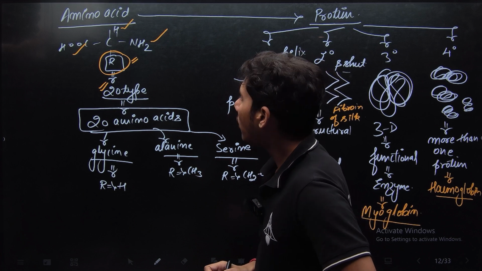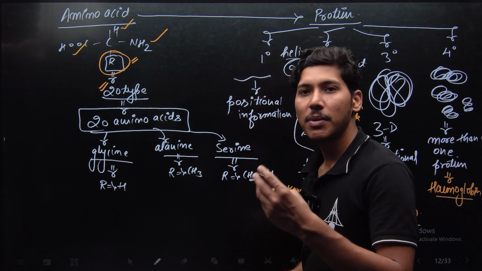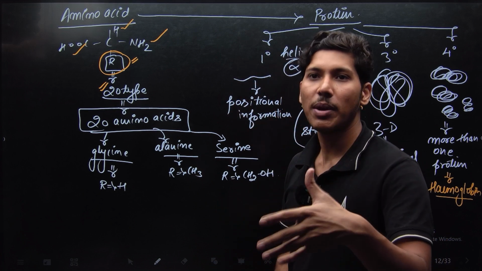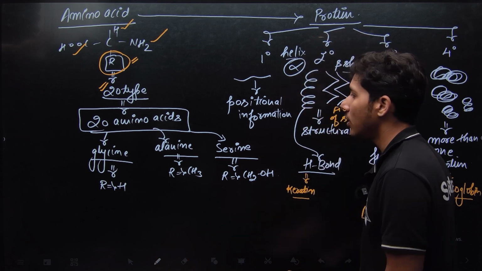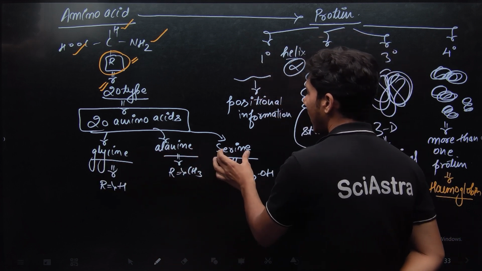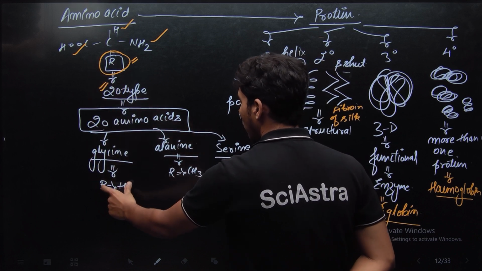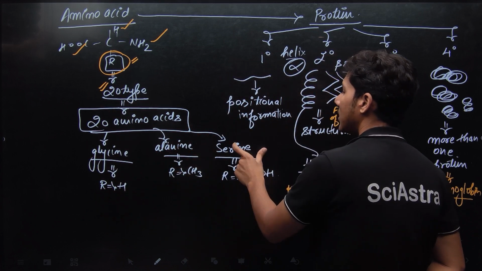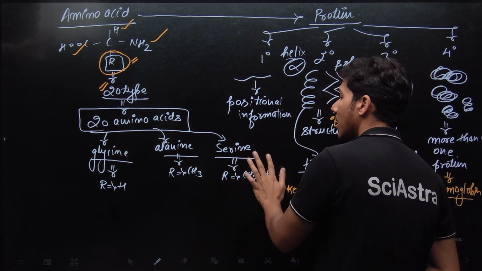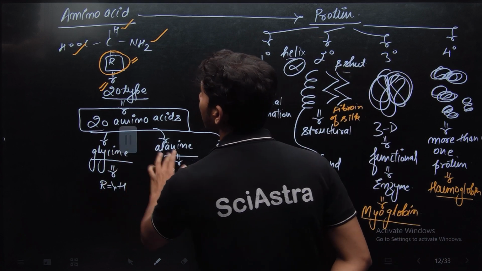Clear? Out of these 20 amino acids, you mainly have to remember the structure of 3 of them, which are mentioned in your book and syllabus also. Those are glycine, alanine and serine. Glycine has the R group H, alanine has the R group CH3, serine has the R group CH2OH. Other things remain the same.